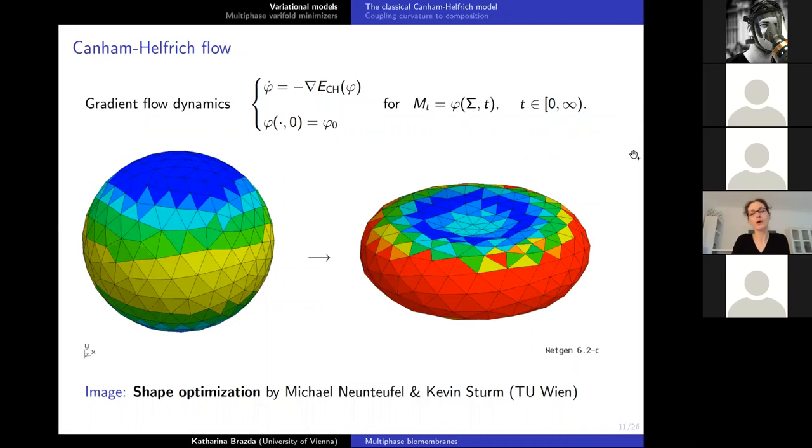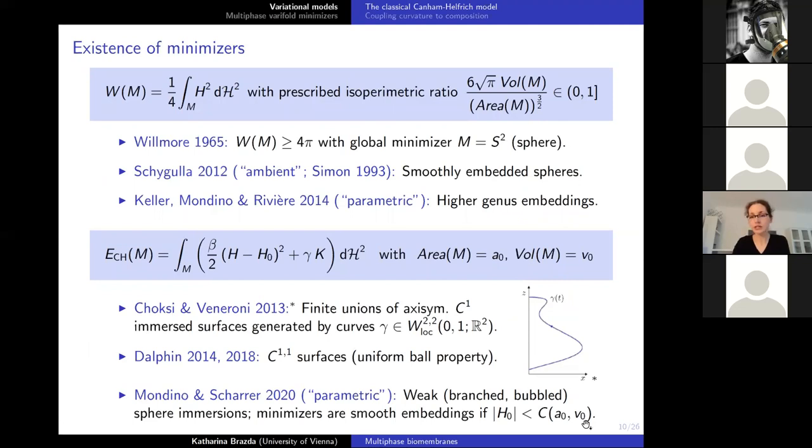I have a question. Do you know anything about this smallness condition? Is this an explicit constant, or do you just know that there is a constant? This is explicit. You can look at the paper by Mondino and Scharrer. It's very, very new. There's an explicit constant dependent on the area and the volume, such that if the spontaneous curvature is smaller than this constant, then the minimizers are smooth embeddings. So it's explicit. Okay. Thanks.